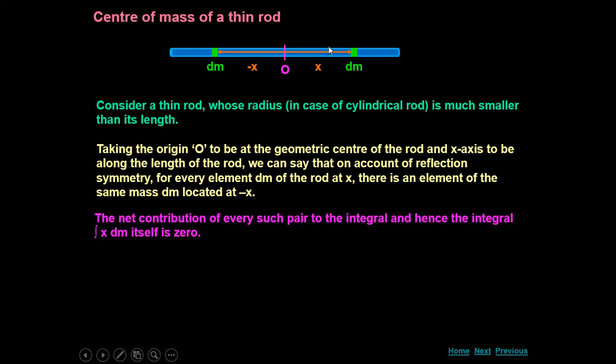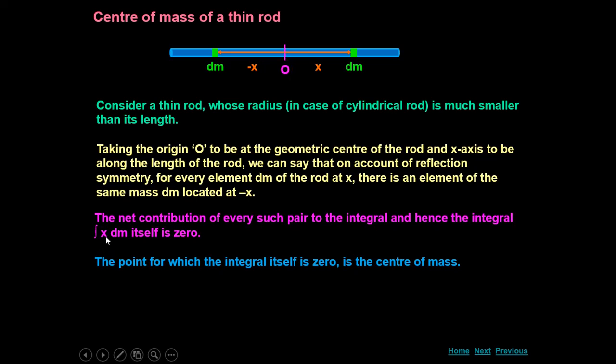The integration of x dm means if you add all pairs of elements, then you get 0. If you get 0, it implies that exactly at the midpoint the center of mass is there. So the center of mass lies only at that point. From that point the mass should be distributed in all directions uniformly. So if you take the center of mass at the midpoint, on this side the mass is uniformly distributed, and on the left side in the same way the mass is uniformly distributed, so you can take the center of mass at this point.